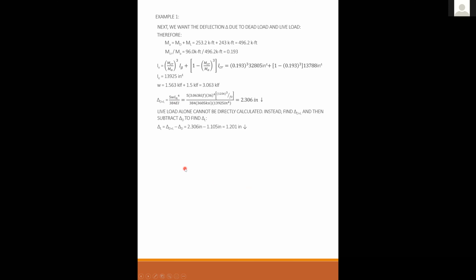And in this case, this is the maximum deflection for the dead load and live load. Absolutely. Any other questions?